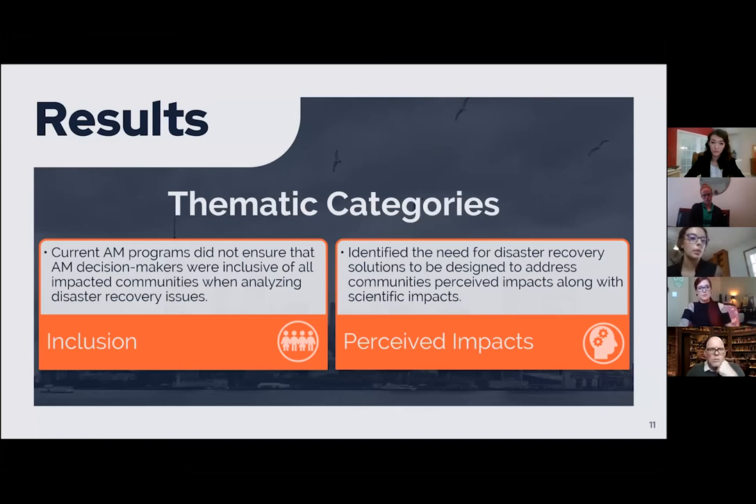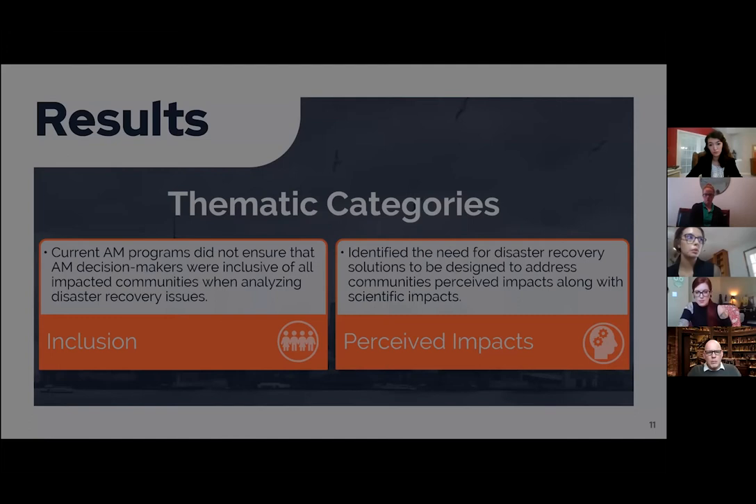The first had to do with inclusion. The stakeholders were dissatisfied with the federally operated adaptive management programs because the structure did not ensure that the program's decision makers were inclusive of all impacted communities when analyzing disaster recovery issues. And then secondly, over perceived impacts, the stakeholders and field observations identified the need for disaster recovery solutions to be designed to address communities' perceived impacts along with scientific impacts.